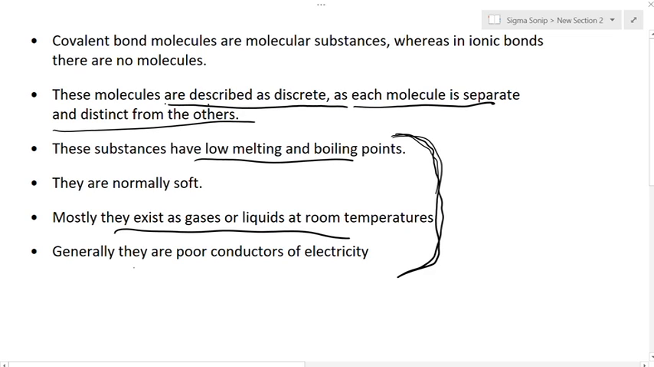Generally, they are poor conductors of electricity. I don't think I need to explain much on this, but we know that to conduct electricity, you need charged particles, and those particles need to be mobile. So here we have covalent molecules which are not charged particles, so they do not conduct electricity.